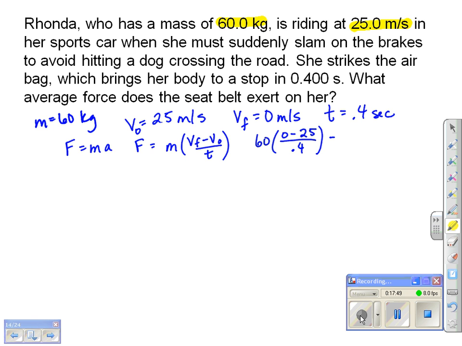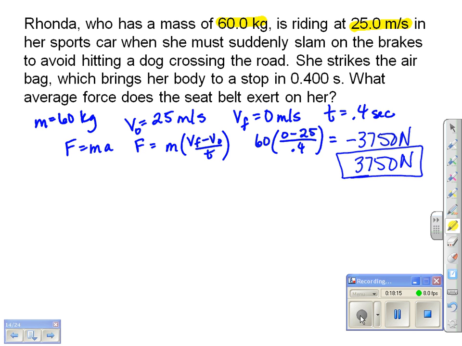Hopefully someone's plugging this information into their calculator, and you should get an answer of negative 3,750 newtons. Now, this is the force that she applies. So what is the force that the seat belt exerts on her? Hopefully I'm hearing opposite but equal. So it should be 3,750 newtons. All right.